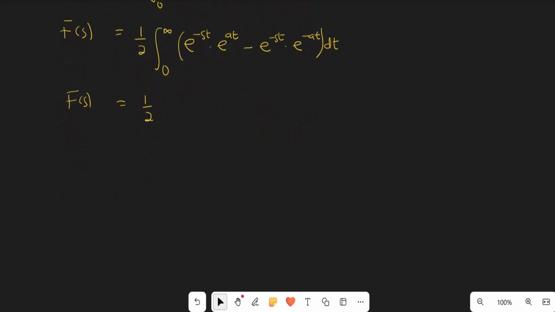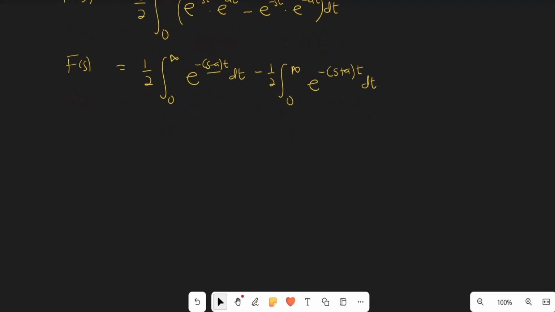So now combining them using the laws of indices and splitting this one into two different integrals, we have this: the integral from 0 to infinity of e raised to the power negative s minus a all times t dt. So combining this one using the laws of indices, this is what you get. Alright, and now minus 1/2 the integral from 0 to infinity of e raised to the power negative, outside we have s plus a, and this is multiplied by t and then dt.